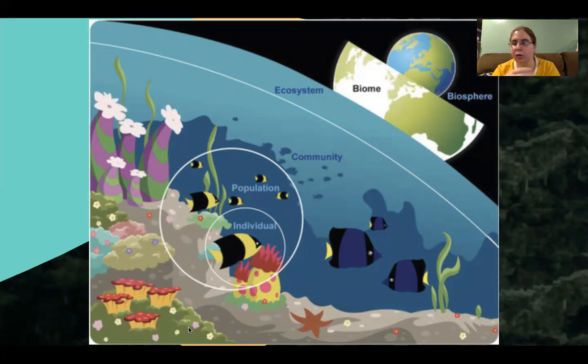Now, this is a coral reef habitat. It's a specific coral reef, though. So it is a specific ecosystem. But across all of the world, wherever there are coral reef ecosystems, all of them together make up the biome. And then all of the biomes across the entire planet make up the biosphere.